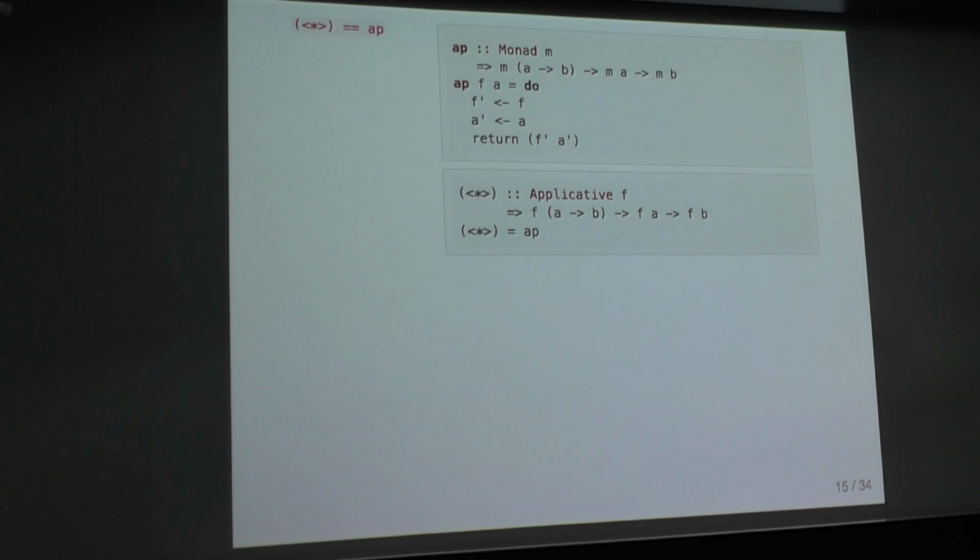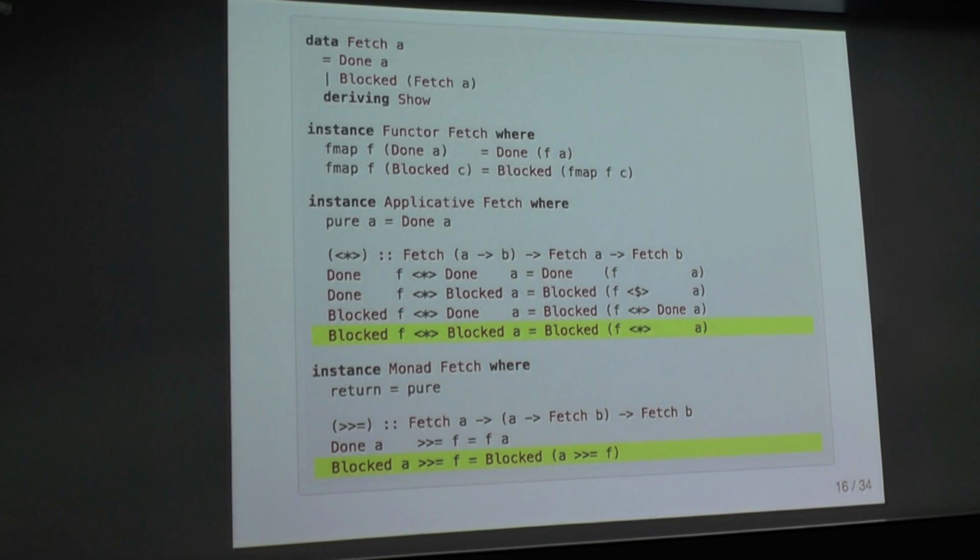And indeed, the default implementation for the applicative function can be app, now that applicative is actually a superclass of monad, right? And this is what's in the standard library. But sometimes this is not the case. Sometimes you do not want app to be the same as the applicative function. And why is that? Let me give you an example.